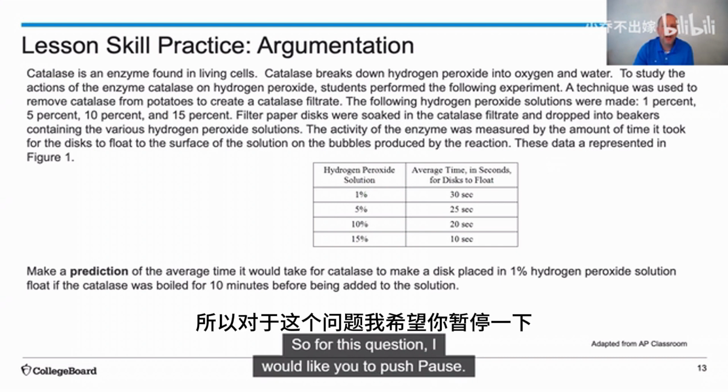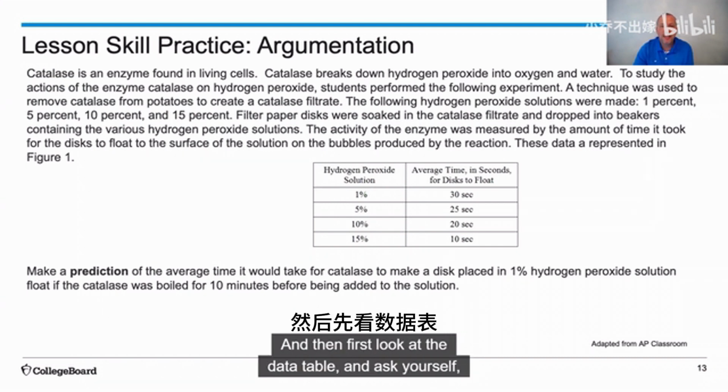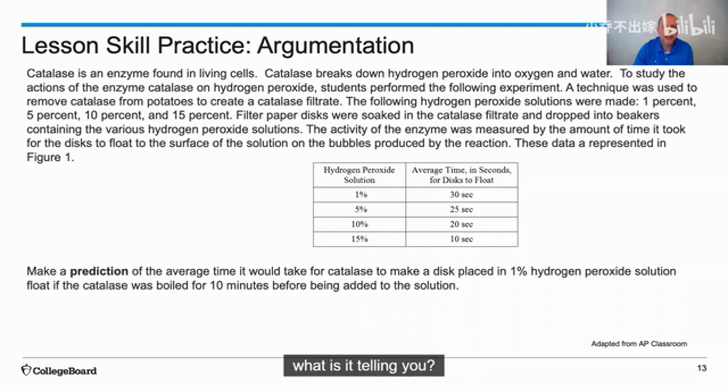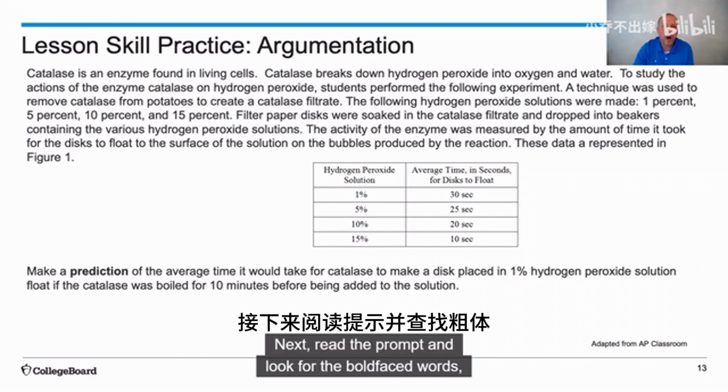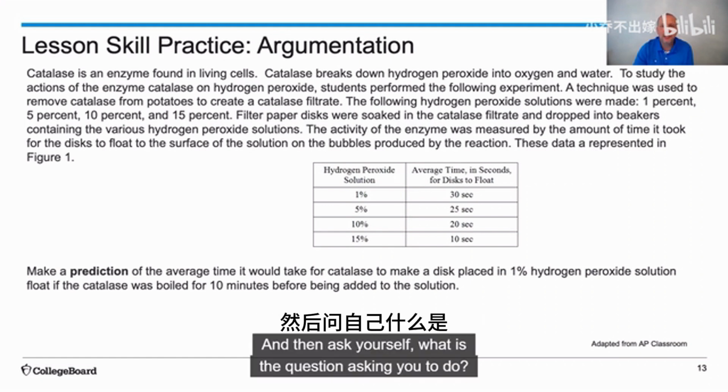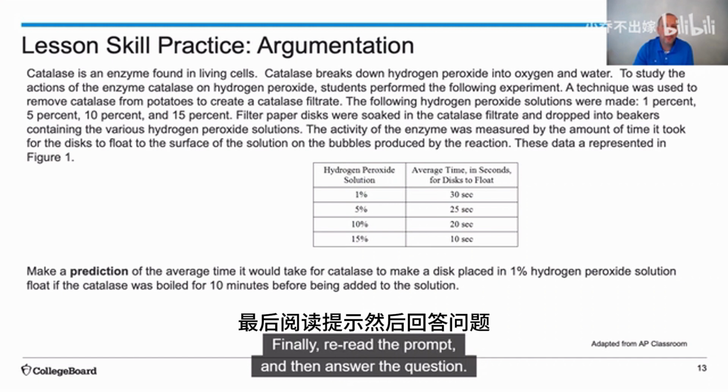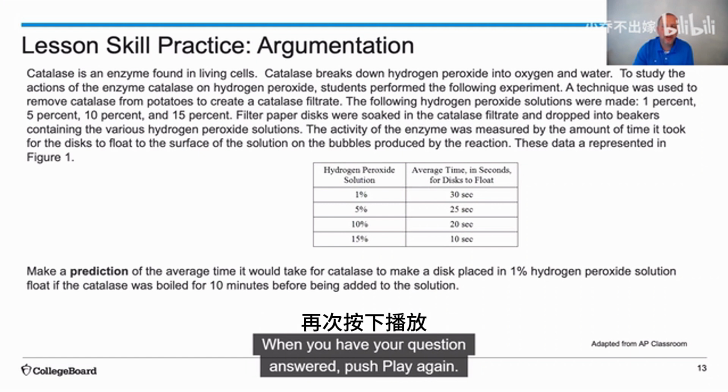For this question, I would like you to push pause and first look at the data table and ask yourself, what is it telling you? Next, read the prompt and look for the bold-faced words, which are your task words. And then ask yourself, what is the question asking you to do? Finally, reread the prompt and then answer the question. When you have your question answered, push play again.